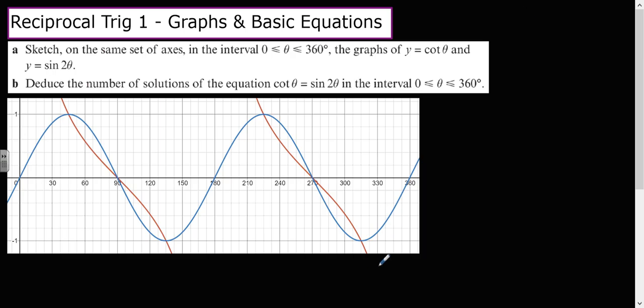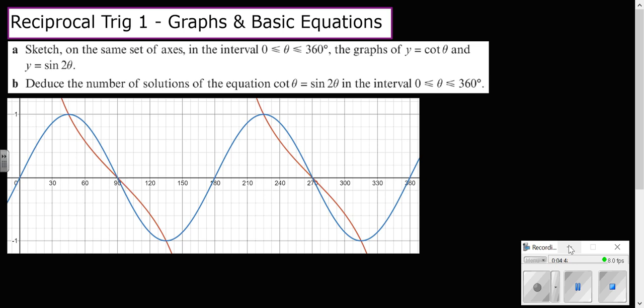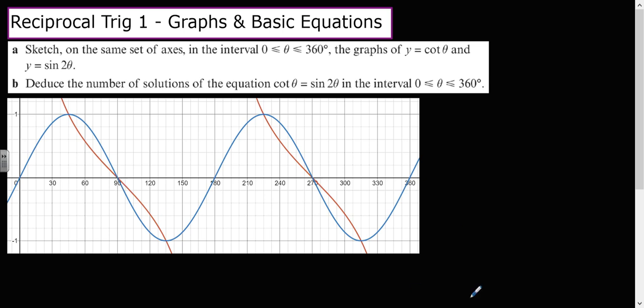So the second question from the prep work review asks you to do a little bit of thinking based on that knowledge. Sketch on the same set of axes in the interval 0 to 360 the graphs of y equals cot theta and y equals sine 2 theta. Now the cot theta graph we've just gone through: start with your tan theta graph and then do 1 over, and then you get your cot theta graph.